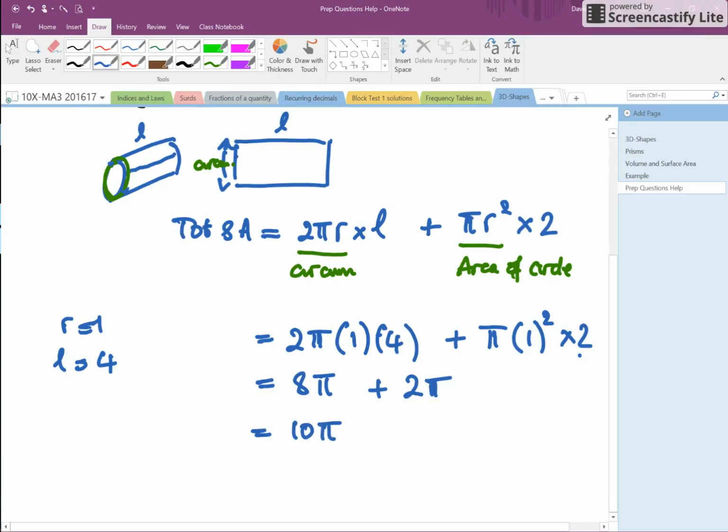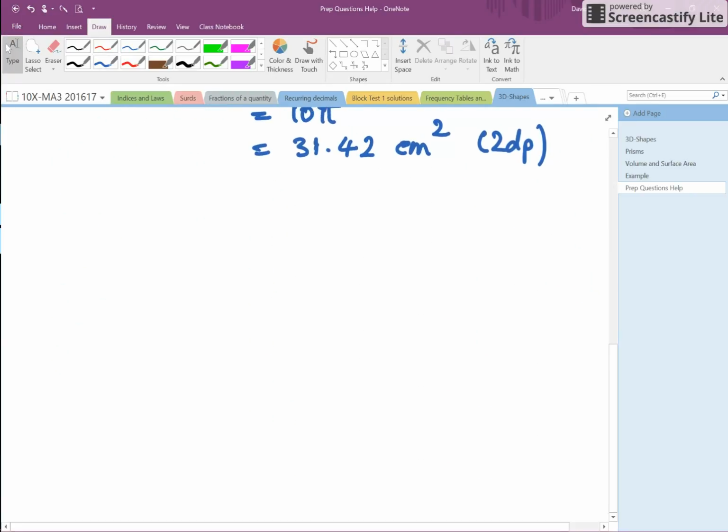Now the question asks for answers in 2 decimal places. And this turns out to be 31.42, and that's centimeters squared to 2 decimal places. So that was question 1A. Let's have a look at question 2A now to help you with question 2. It says, find the surface area of the cylinders with the following dimensions. Give your answers correct to 2 decimal places.